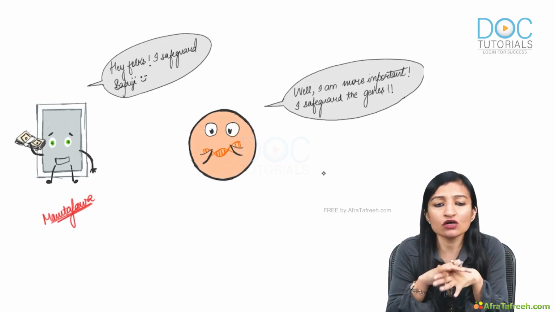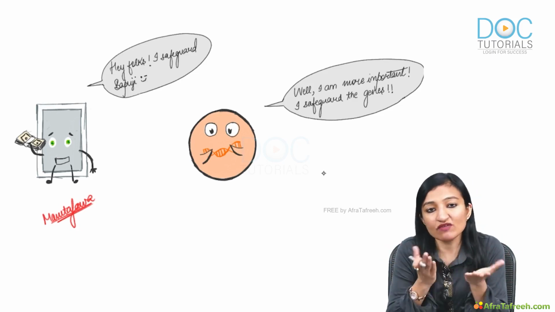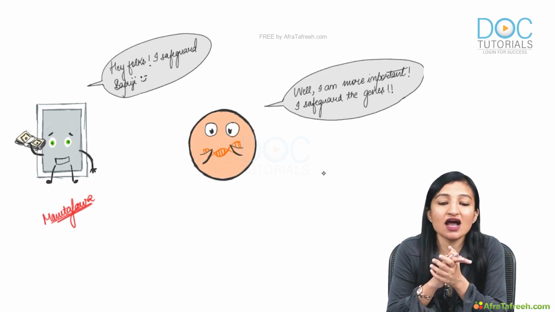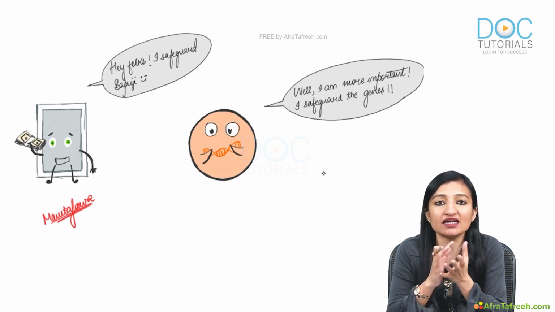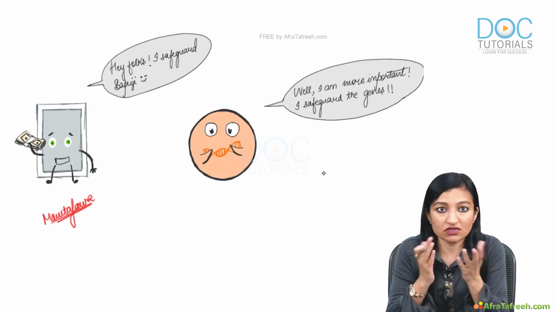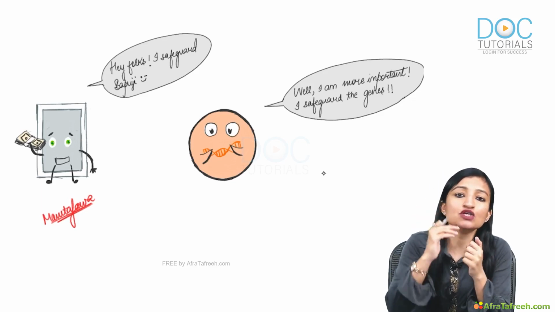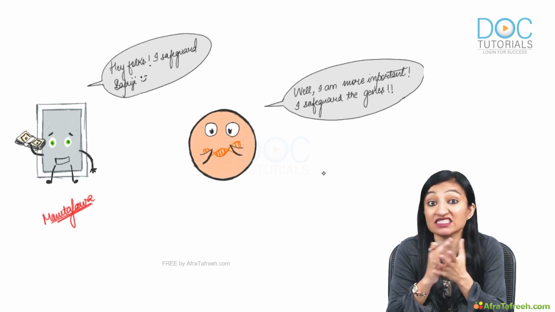There's a talk going on between the locker and the nucleus, and the debate is about who is more important. Both have got their own ego issues, and both of them are standing their ground. The locker is saying, I safeguard Bapuji, money is very important, and the nucleus is saying, well, I'm more important, I safeguard the genes.